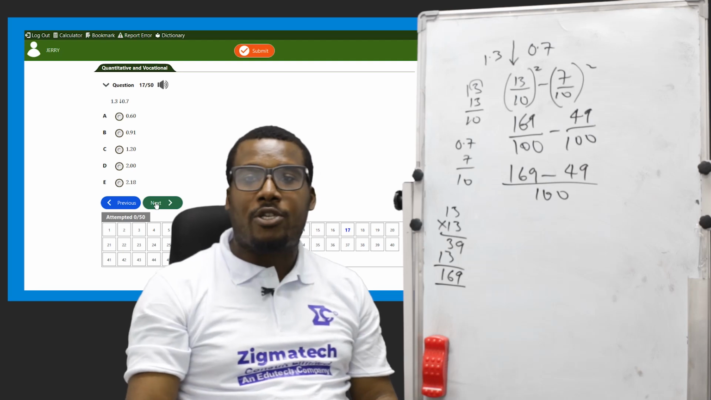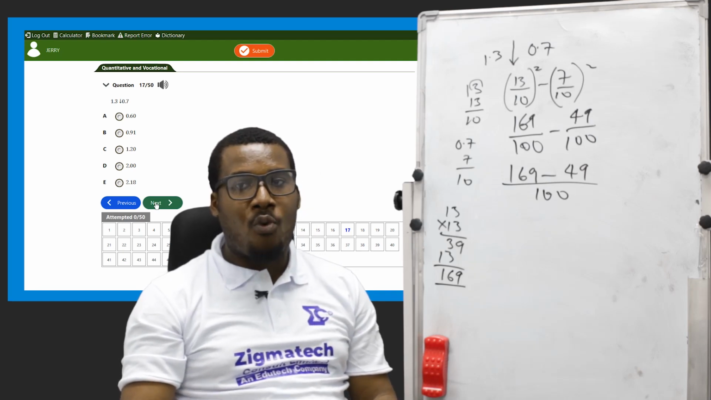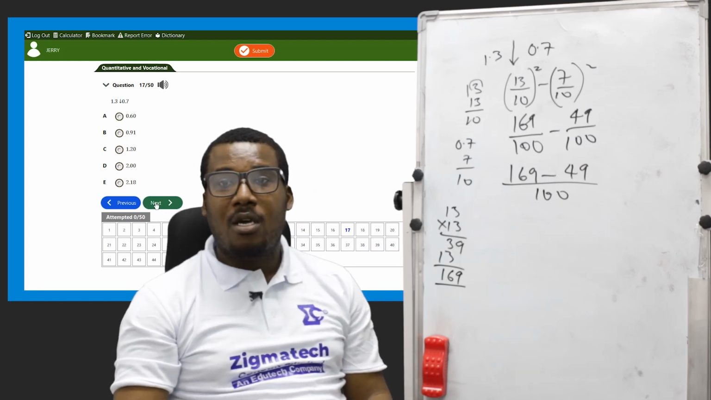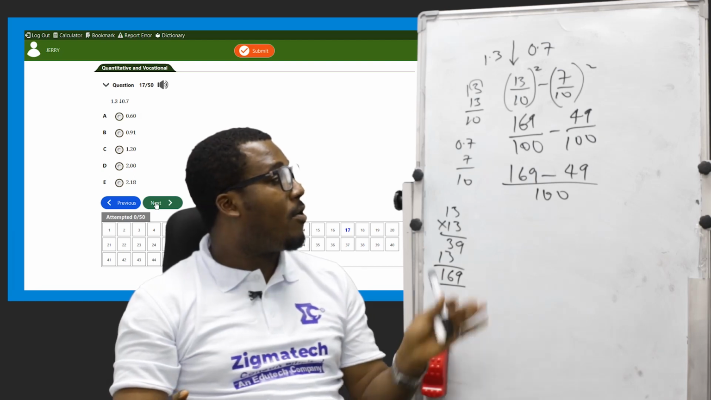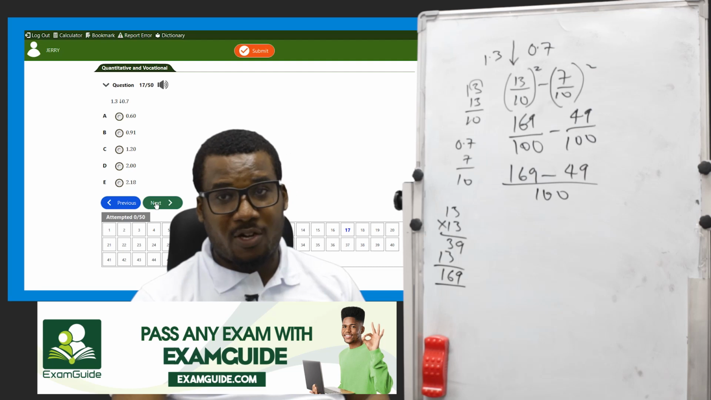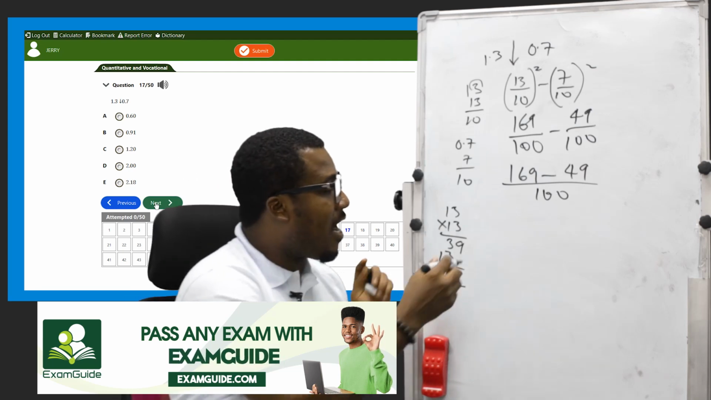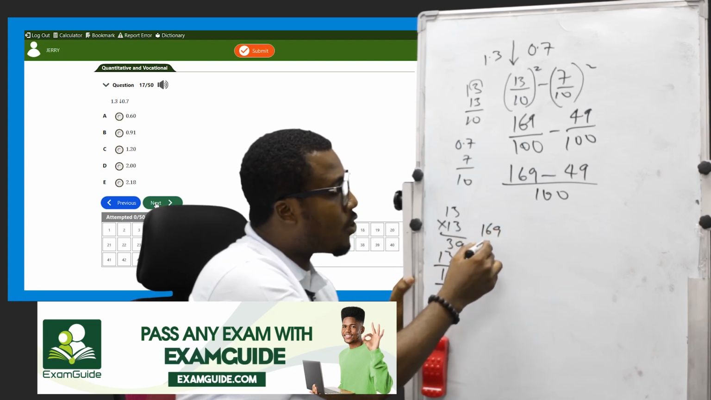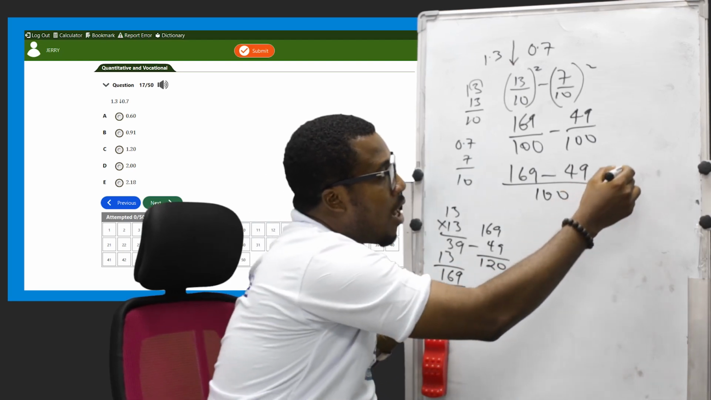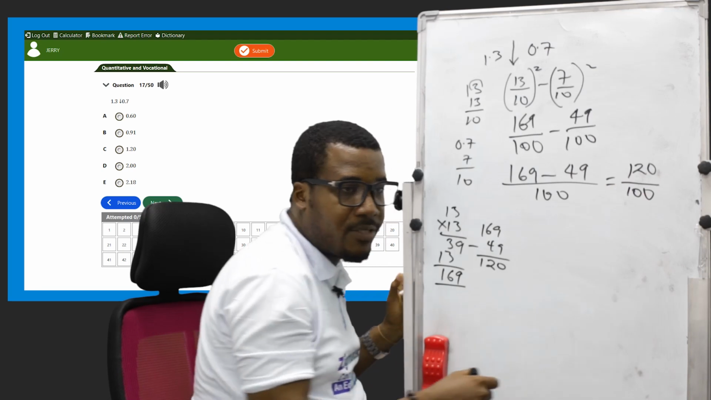Now you might ask the question, why are we working with minus sign? Why not addition? It is because the arrowhead is facing down, thus it is a minus sign. If you do 169 minus 49, you have 120. You have 120 all over 100.